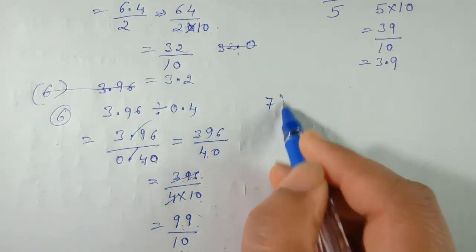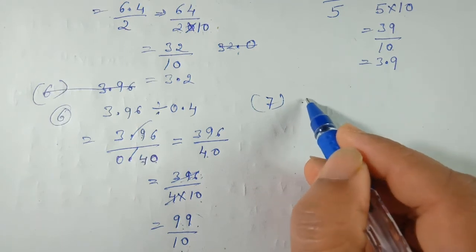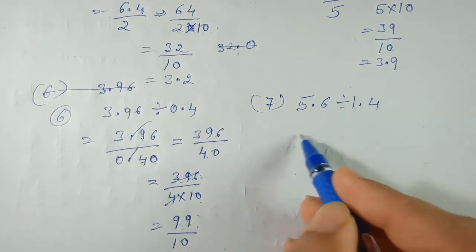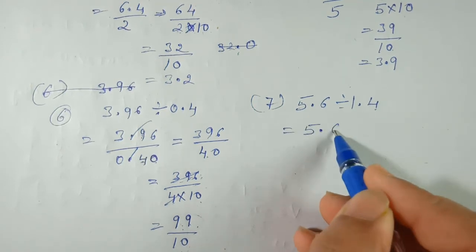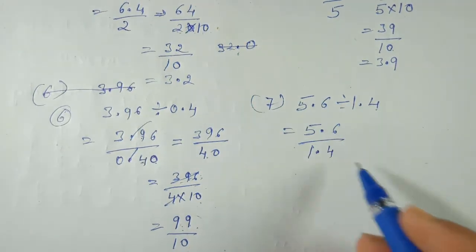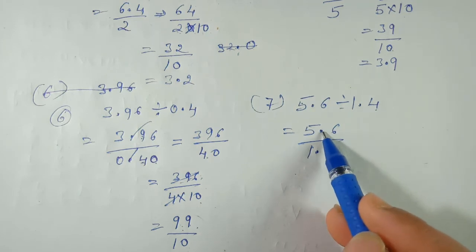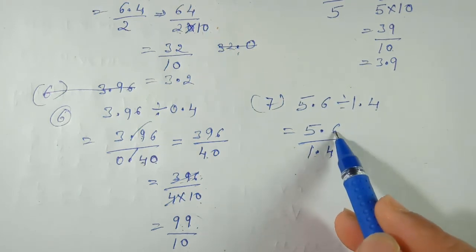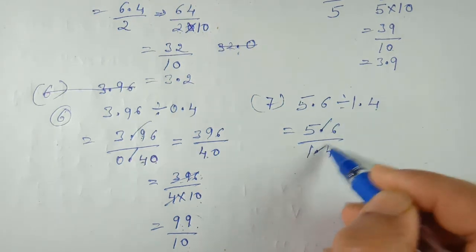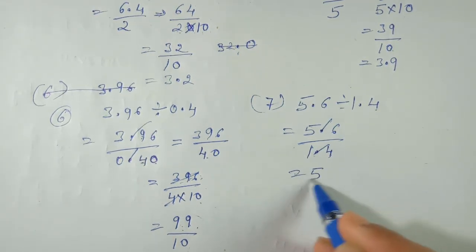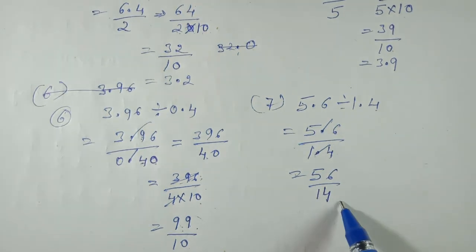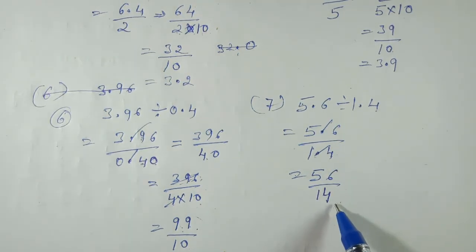Let us solve one more, the last part. 5 decimal 6 divided by 1 decimal 4. Again both the numbers are in decimal form. So here let us check the digit after the decimal. Both numerator and denominator have one digit, so their decimals will be cancelled, and when decimals are cancelled we get 56 divided by 14.